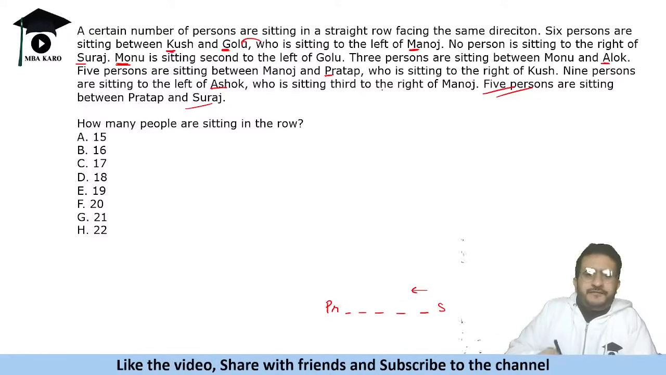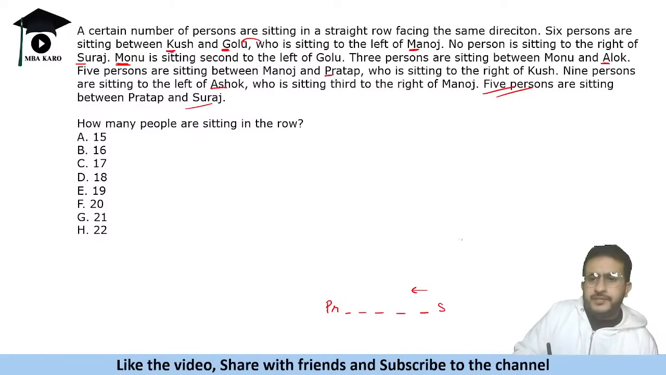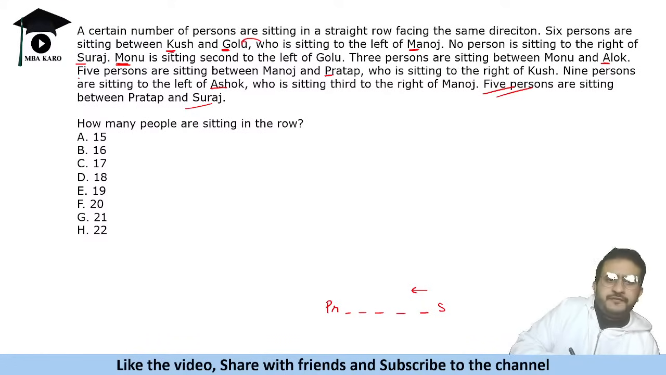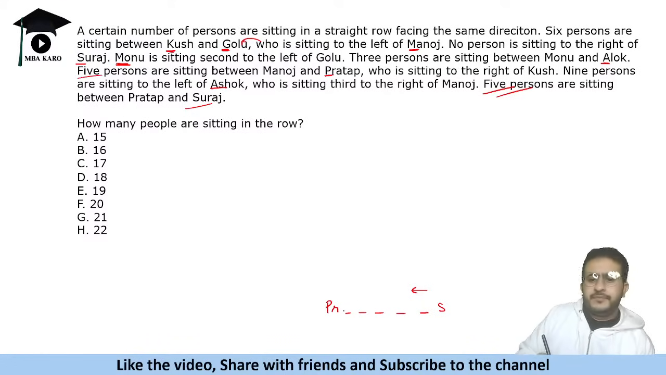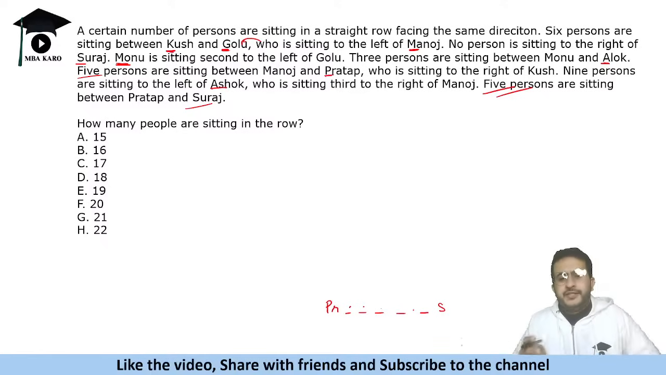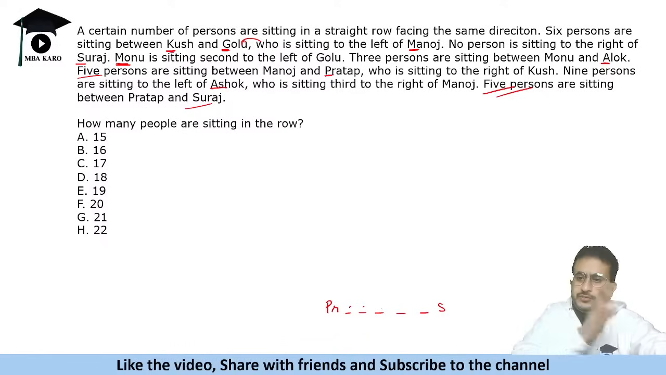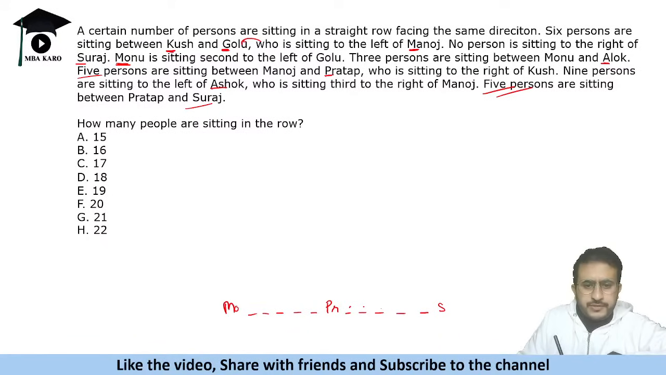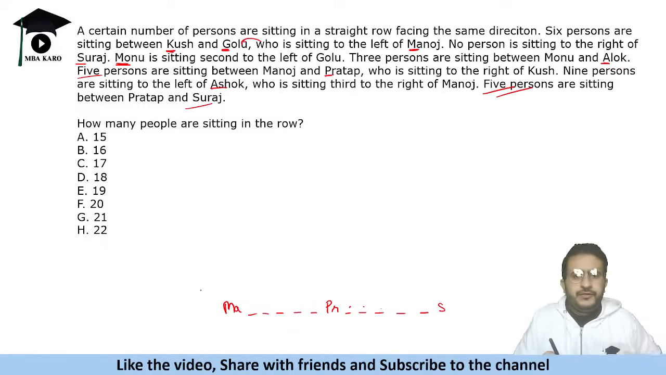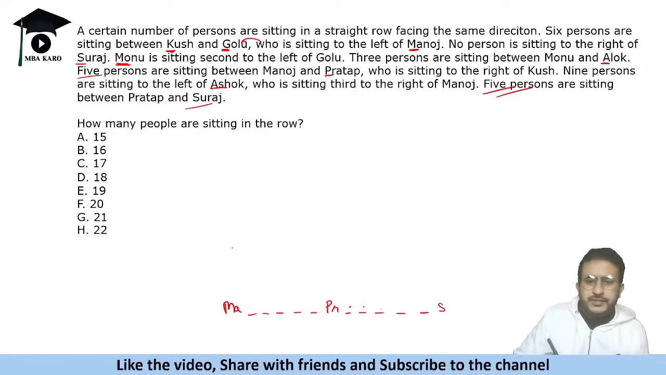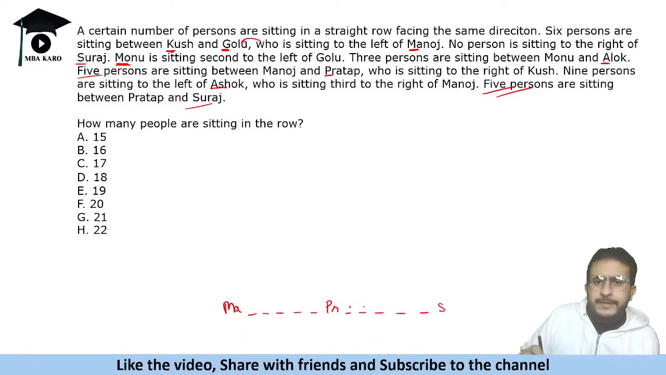Five persons are sitting between Manoj and Pratap. If there are five persons between Manoj and Pratap, Manoj cannot be this side because five people in between. You cannot have the same person, right? So Manoj will be to the left of Pratap. So one, two, three, four, five, and then is Manoj. I'm writing MA2 to denote Manoj.